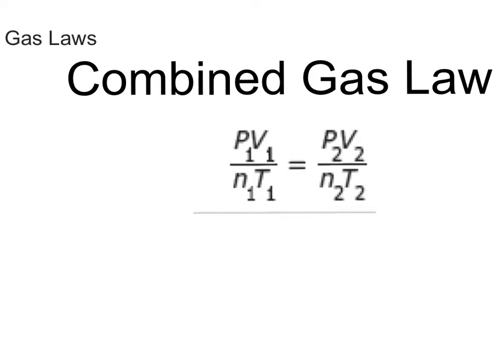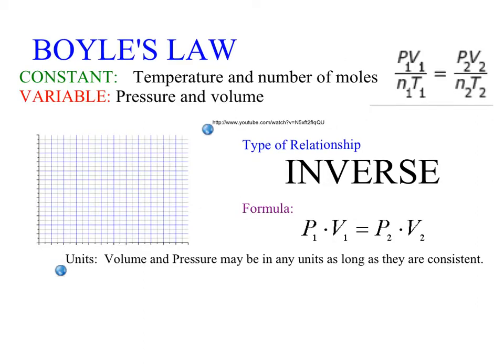If you don't know what the combined gas law is, this one right in front of you, P1 V1 over N1 T1 equals P2 V2 over N2 T2, go back and watch the combined gas law video first, then come back to this video because it'll make a lot more sense. So the first of the four individual gas laws we're going to be talking about is called Boyle's Law. Again, all the laws we talk about today are actually variants of the combined gas law.